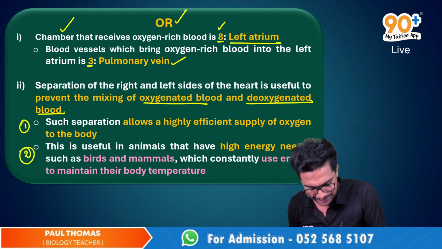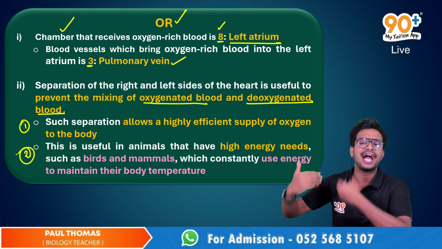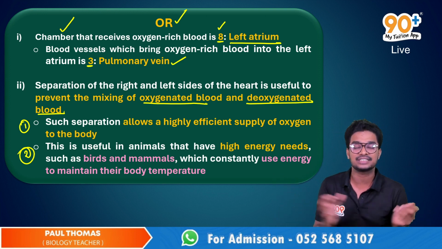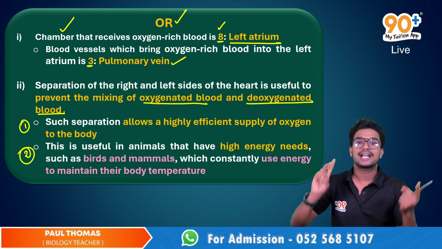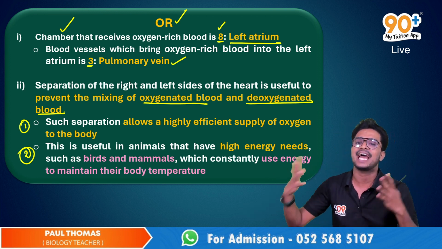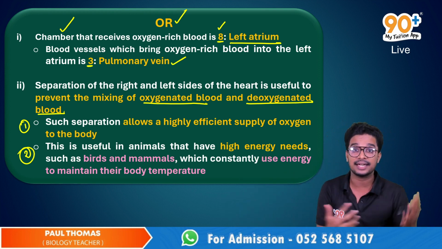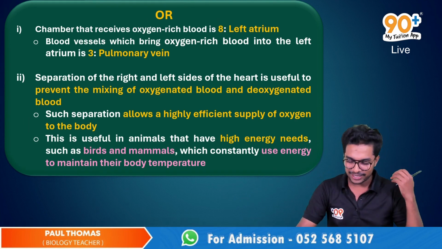The next point is that the separation is highly useful in animals that have high energy needs, such as class Aves and class Mammalia. That means birds and mammals respectively, which constantly use energy to maintain their body temperature. So we completed this question.